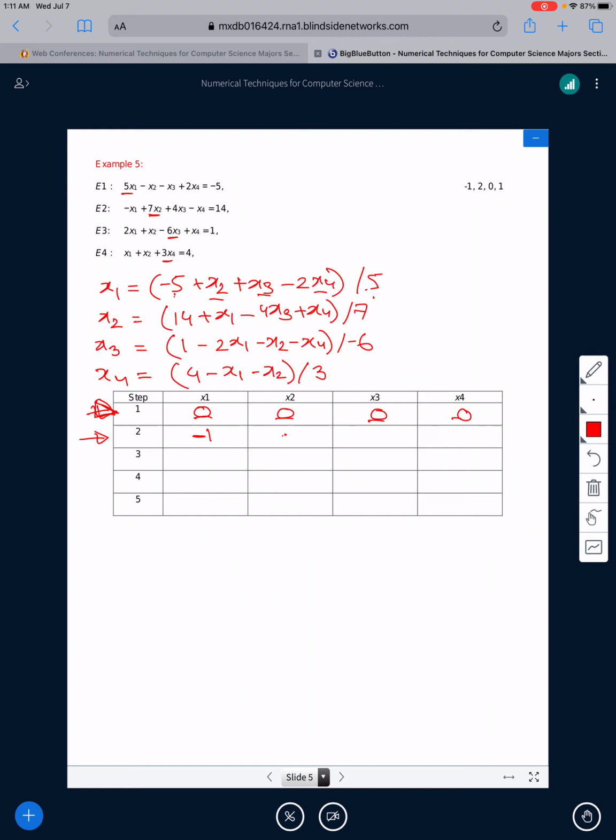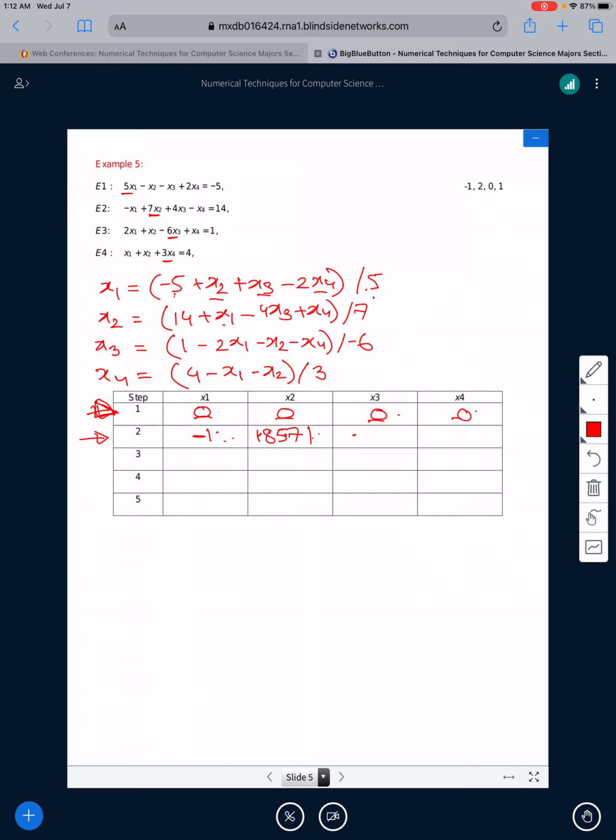Now the interesting thing is when I am calculating x2, I have already calculated new x1, so I will use new x1 and old x3, x4. Okay, so 14 plus negative 1, and x3, x4 are 0. So that will be 13 over 7, 1.8571 something. Okay, now we have calculated x1 and x2, so when we are calculating x3, we will use the new x1 and x2 and old x4.